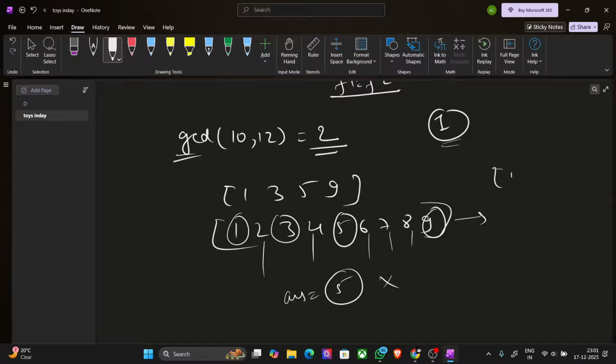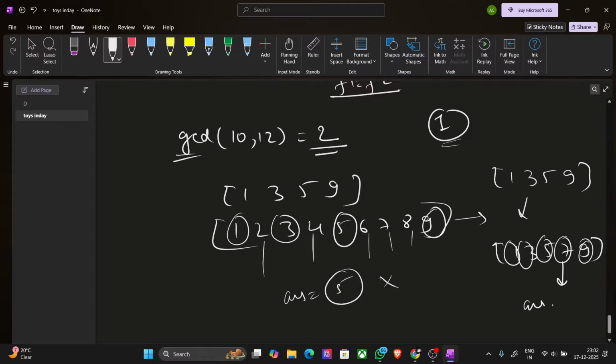What is an optimal answer is 1, 3, 5, 9. I can break it into 1, 3, 5, 7, and 9. For this, I have added only one single element, which is 7. So the answer is 1.